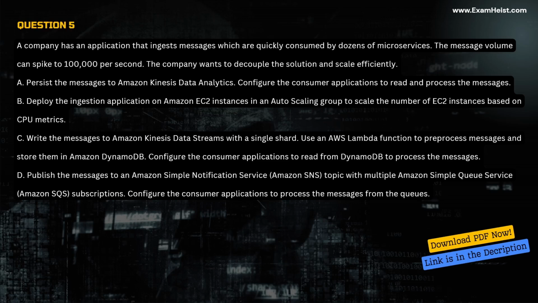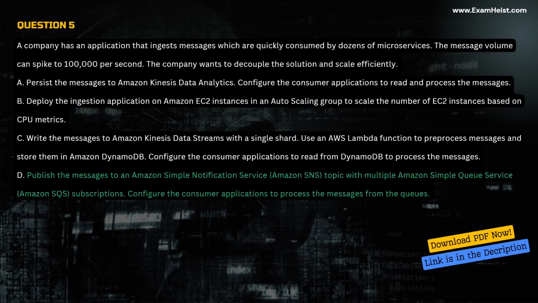Use an AWS Lambda function to preprocess messages and store them in Amazon DynamoDB. Configure the consumer applications to read from DynamoDB to process the messages. D. Publish the messages to an Amazon Simple Notification Service, Amazon SNS, topic with multiple Amazon Simple Queue Service, Amazon SQS, subscriptions. Configure the consumer applications to process the messages from the queues.